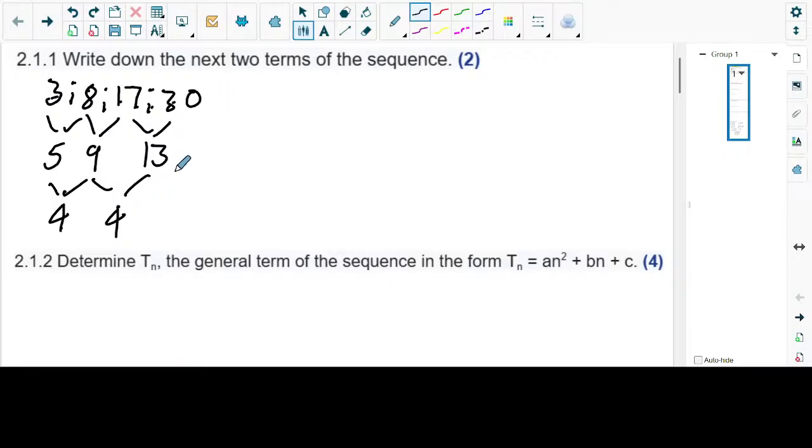Now, for us to get the next term, we're going to say it's 13 plus 4, because this thing is continuing by 4 at the bottom. Can you see that one? 13 plus 4 gives you 17. Then 30 plus 17 gives you 47. Are you sure? 30 plus 10 is 40, 40 plus 7 is 47. Okay.